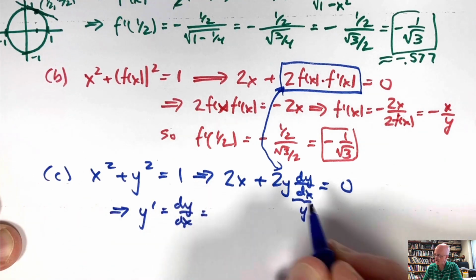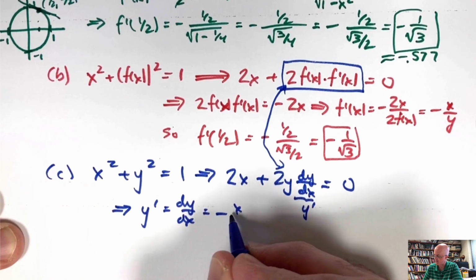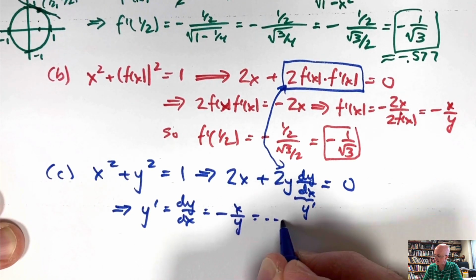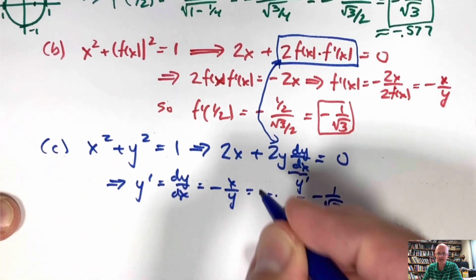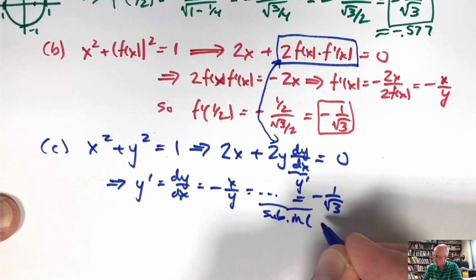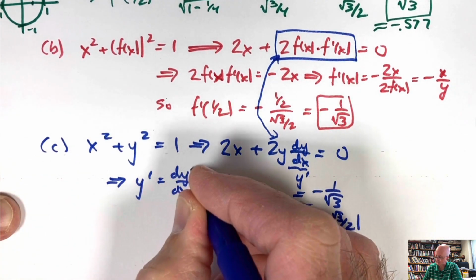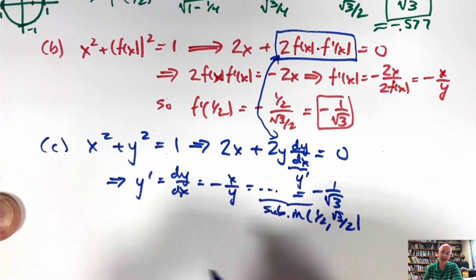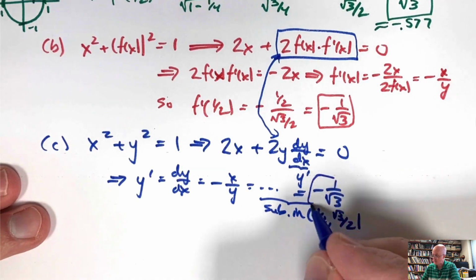You can still ultimately solve for y prime or dy dx in the same way. Subtract 2x from both sides, then divide both sides by 2y. The 2's cancel. You get negative x over y again. And once again, the final answer becomes negative 1 over square root of 3 when I substitute in the point, 1/2, square root of 3 over 2. I'm not bothering to use the vertical line notation for evaluate at, but you probably should. I'm trying to save a little time here. Okay, so I get the same answer as before.